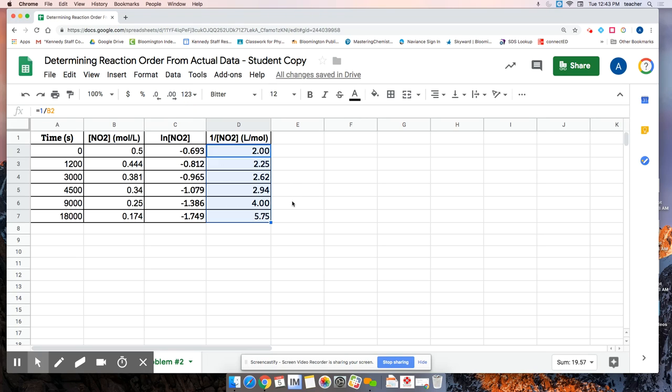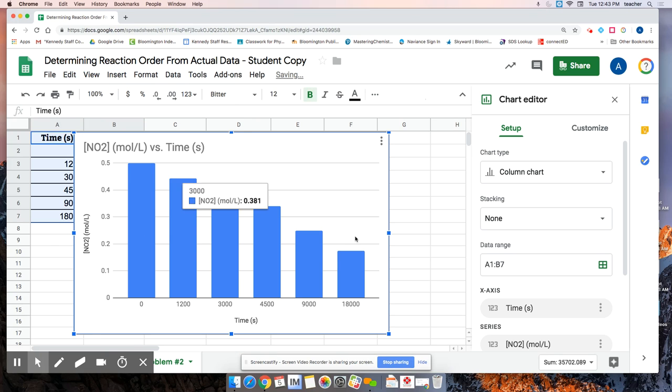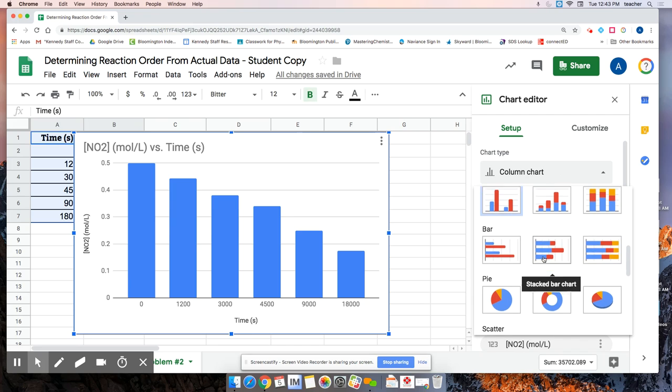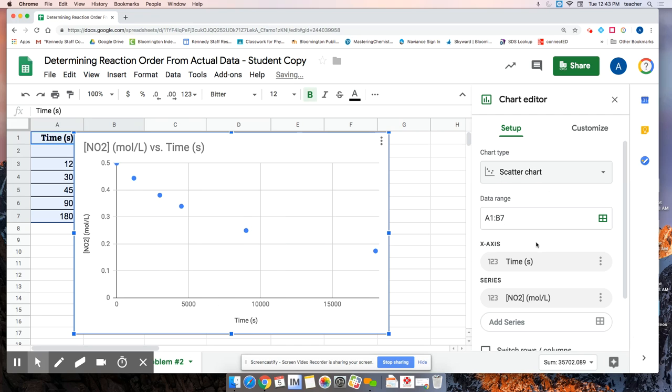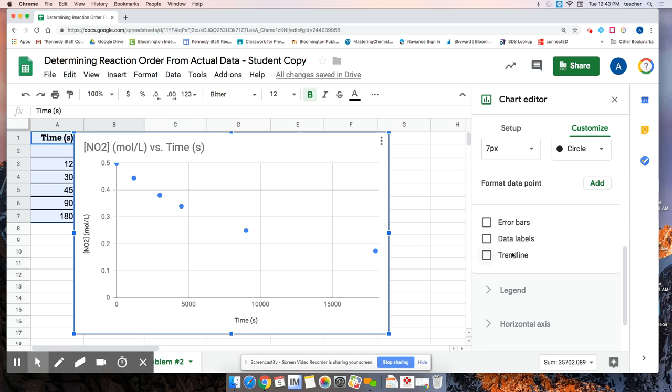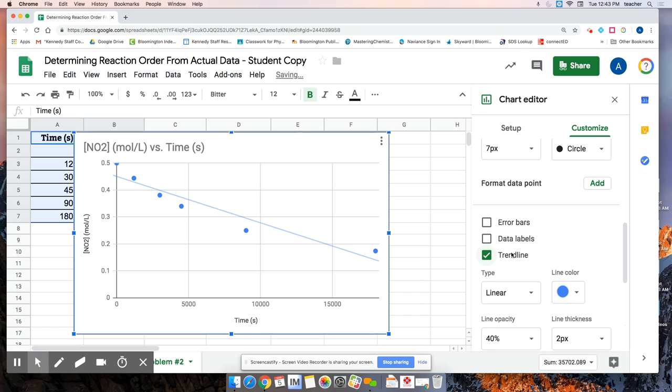So next we want to set up our 3 graphs. So I'm going to do time versus concentration first. So remember, I'm going to highlight both sets of data, insert chart, and I want to create a scatter plot. And in my scatter plot, I want to customize it and make sure that my series has a trend line, which right away shows me this is not straight.